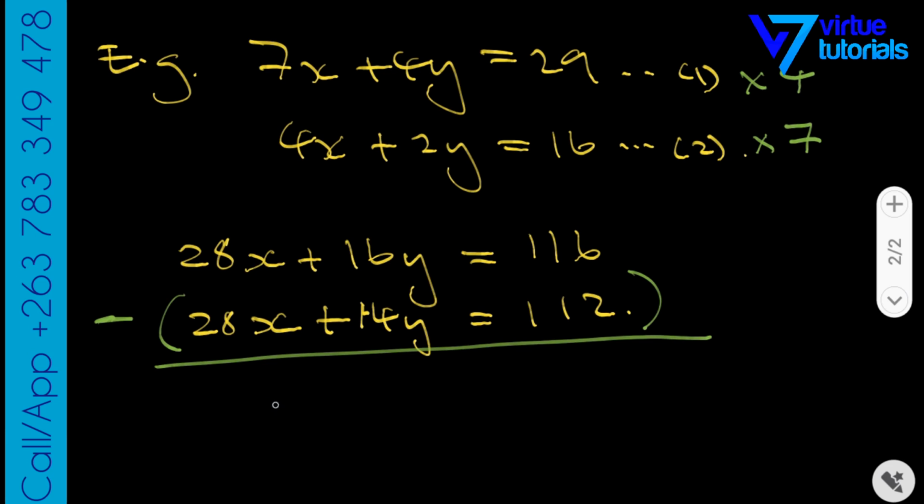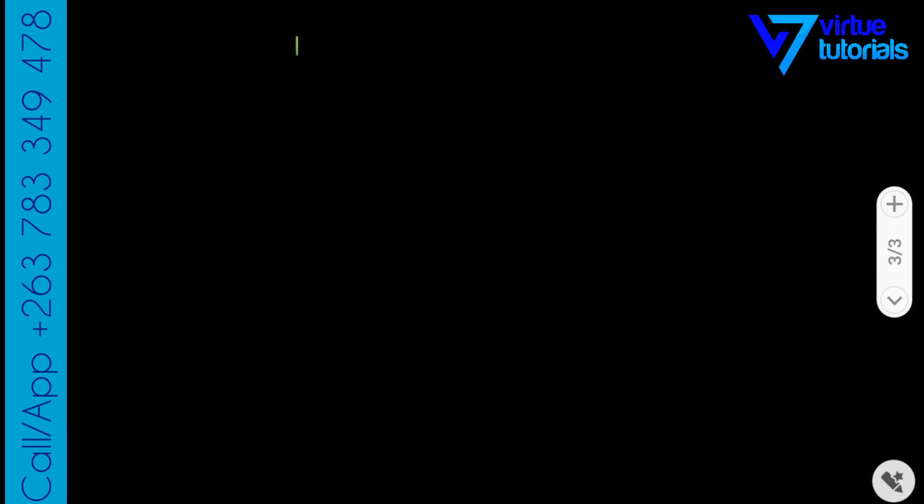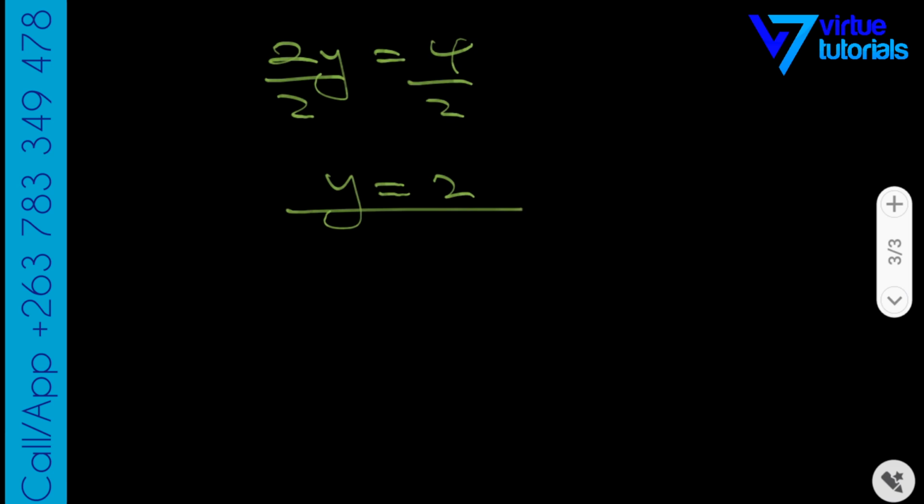28x minus 28x, you get a 0. So this has been eliminated, because 0 is nothing. 16y minus 14y will give you 2y, which is equal to 116 minus 112. That gives you a 4. So now we have an equation with only one variable, an equation that only has y. So we can solve that. 2y is equal to 4. If we divide both sides by 2, we get y is equal to 2.